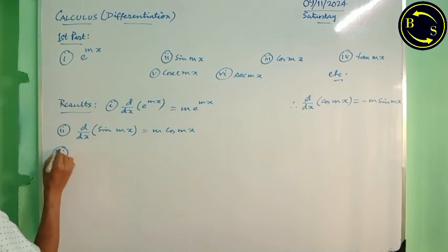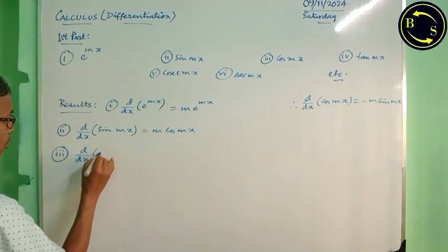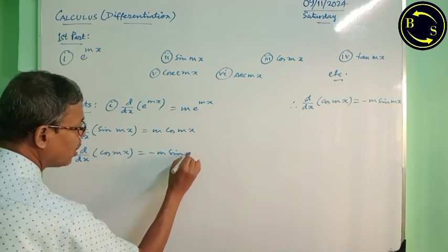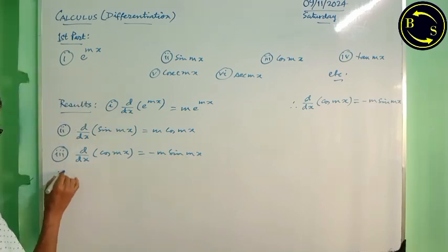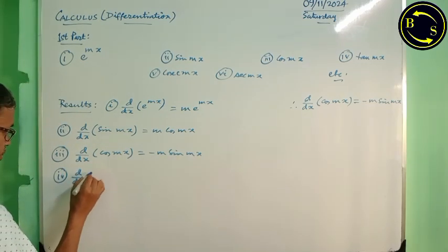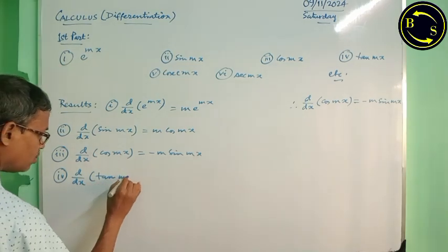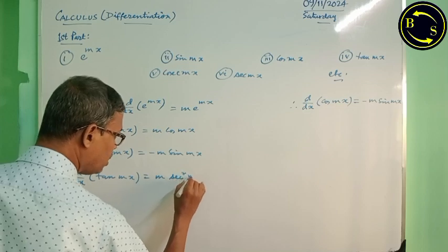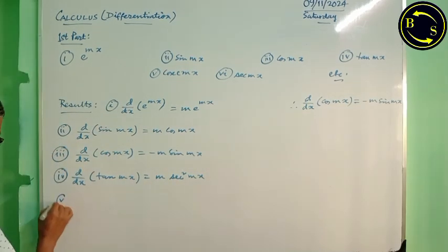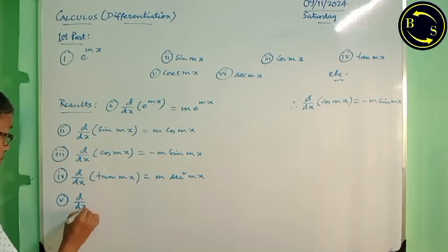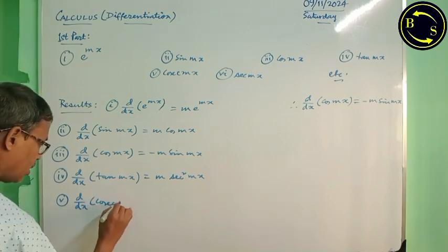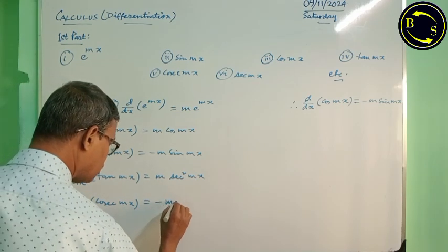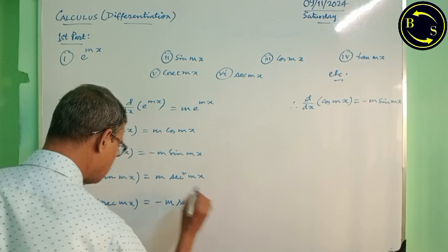Number 3, d/dx of cos mx is minus m sin mx. Number 4, d/dx of tan mx is m sec square mx. Number 5, d/dx of cosec mx, that will be equal to minus m cosec mx cot mx.